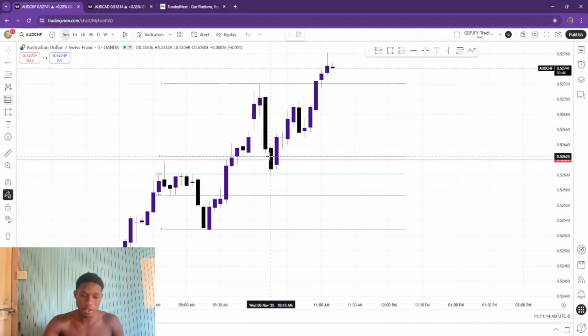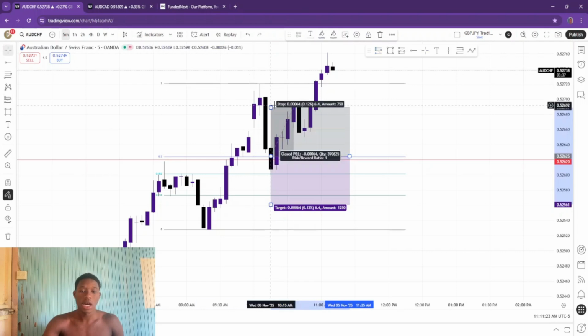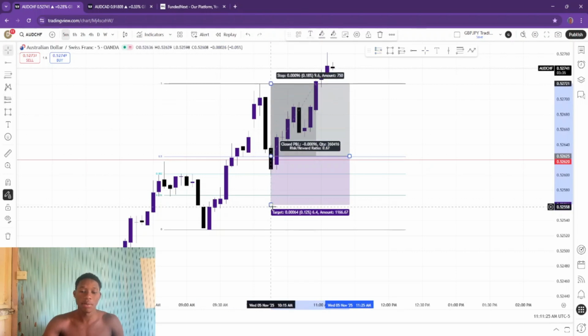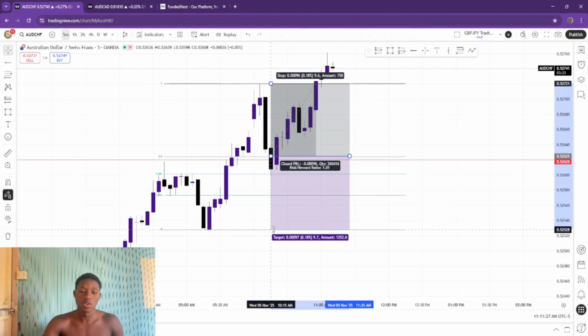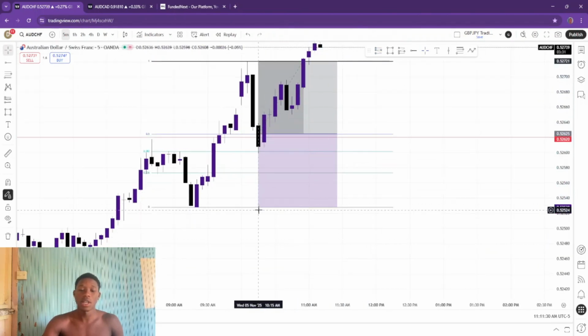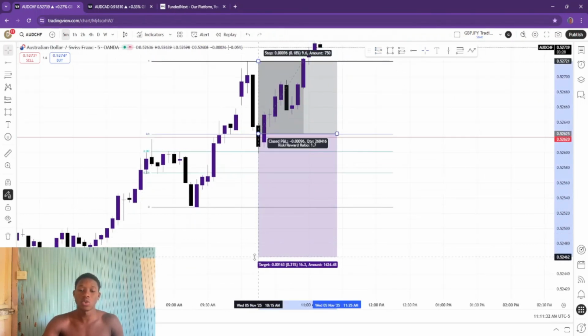So I entered a sell trade on the 0.5 line right there. So it entered me right there. I put my stop loss at the high, and then I put my take profit at the low. So that's a 1-to-1. That's the first take profit. And then the second take profit was a 1-to-2.